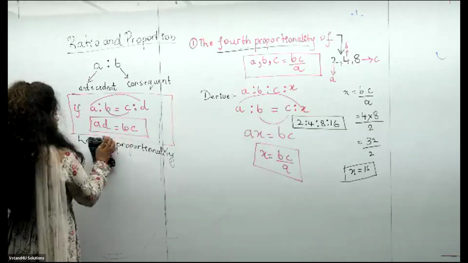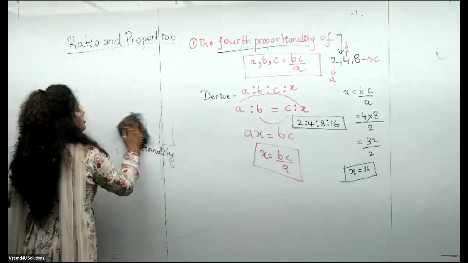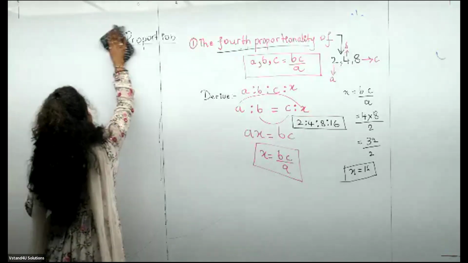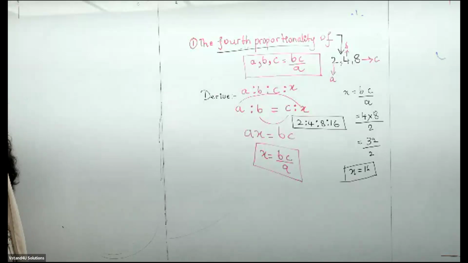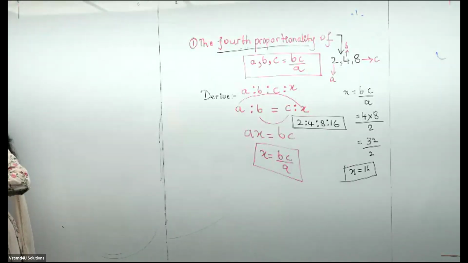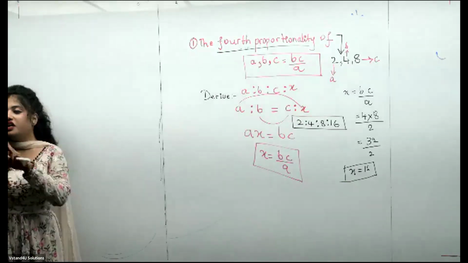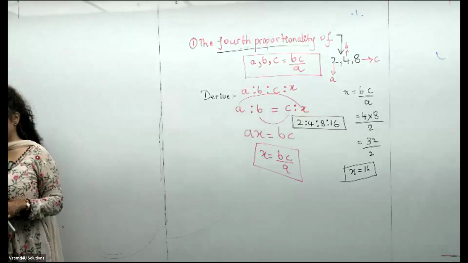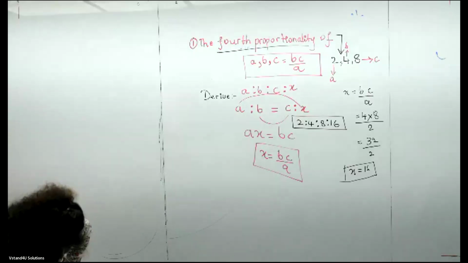Clear or not clear? What is the law of proportionality saying? AD is equal to BC. Yes, done. So in this proportionality, you have three types of proportionality. You first have seen the fourth proportionality. Yes or no? Now let us see the third proportionality.